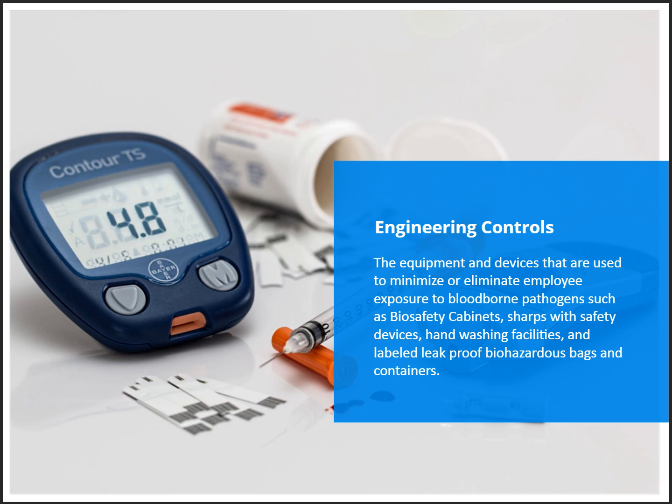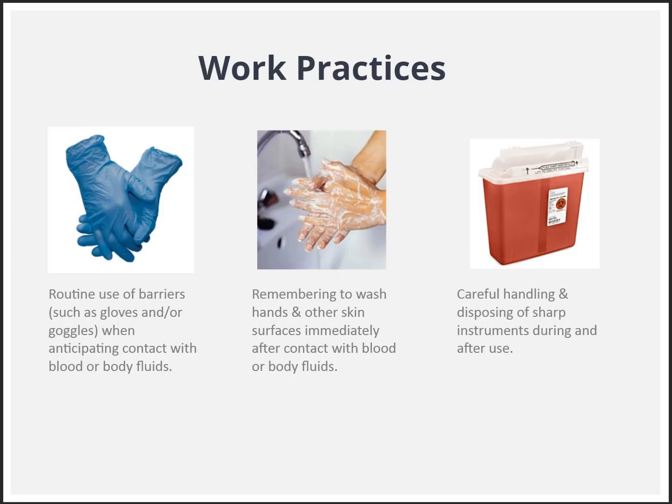Engineering controls. The equipment and devices that are used to minimize or eliminate employee exposure to bloodborne pathogens, such as biosafety cabinets, sharps with safer devices, hand washing facilities, and labeled leak-proof biohazardous bags and containers. Work practices. Routine use of barriers such as gloves and goggles when anticipating contact with blood or body fluids. Remembering to wash hands and other skin surface immediately after contact with blood or body fluids. Careful handling and disposing of sharp instruments during and after use.